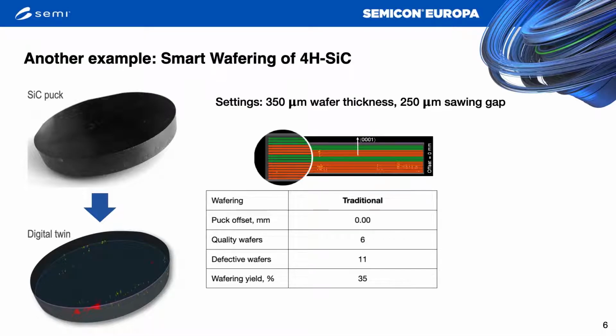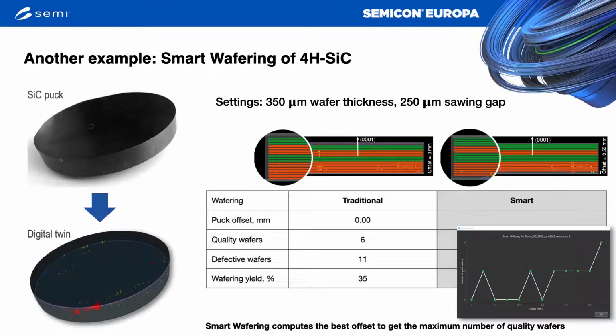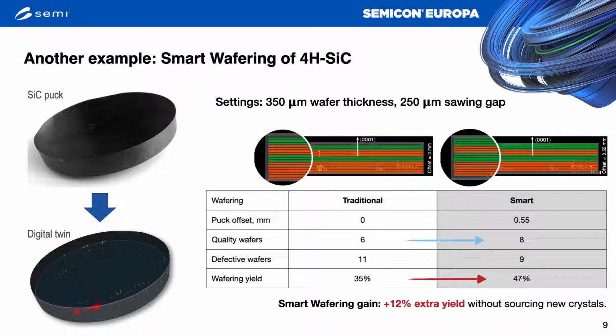With traditional, meaning blind, wafering, which does not take them into account, we did 17 wafers and 6 of them are non-defective ones. The smart wafering curve shows that the optimum offset for this puck is 0.55 mm. With such offset, we get the same 17 wafers, but 8 are non-defective ones. So, thanks to this optimization, we gain 2 extra wafers, therefore increasing the yield by 12%.